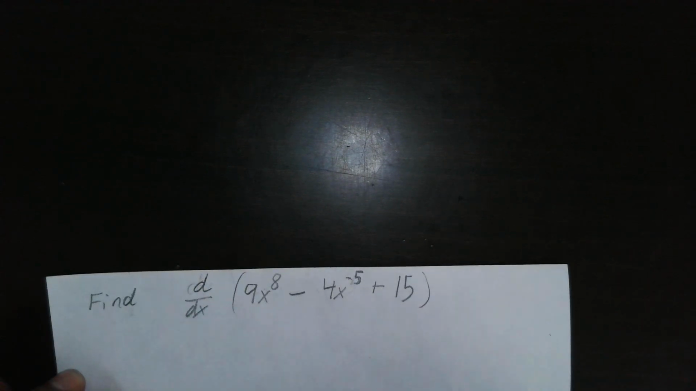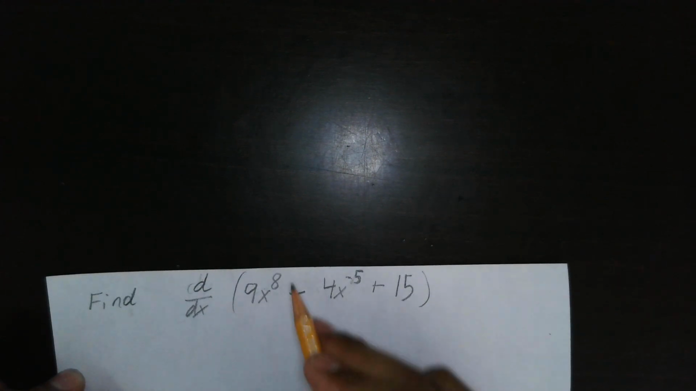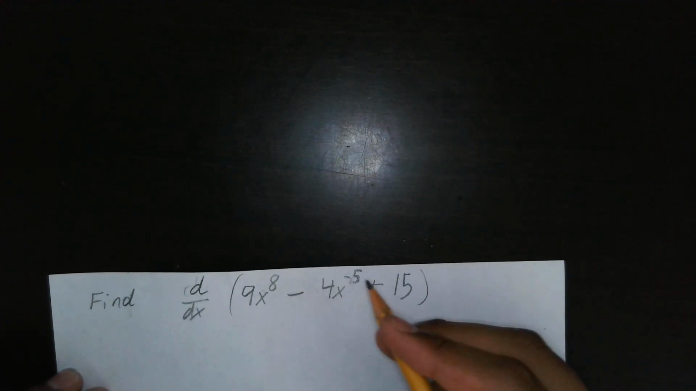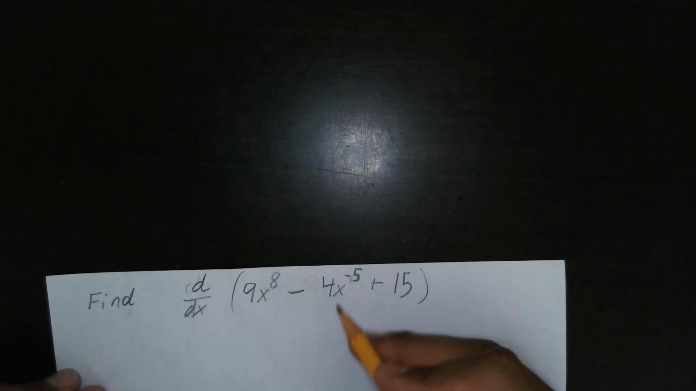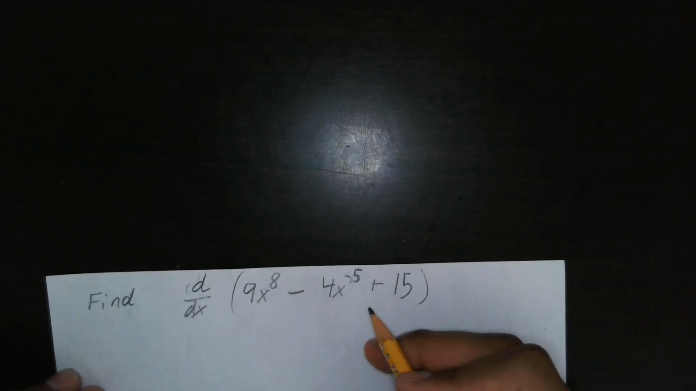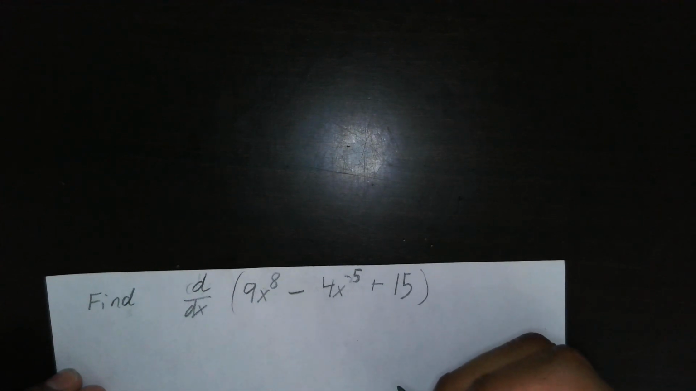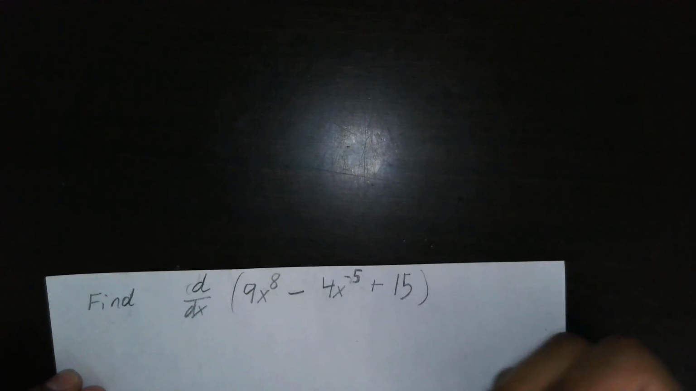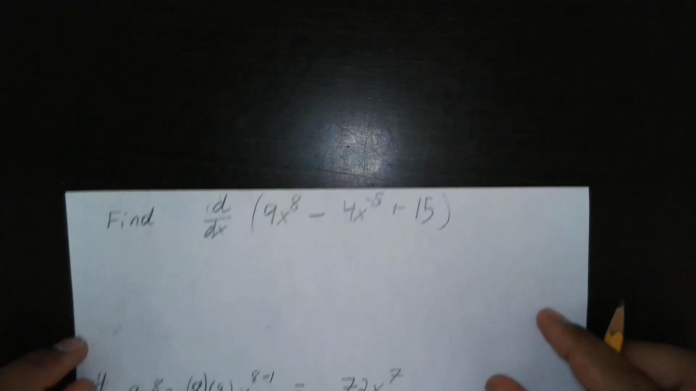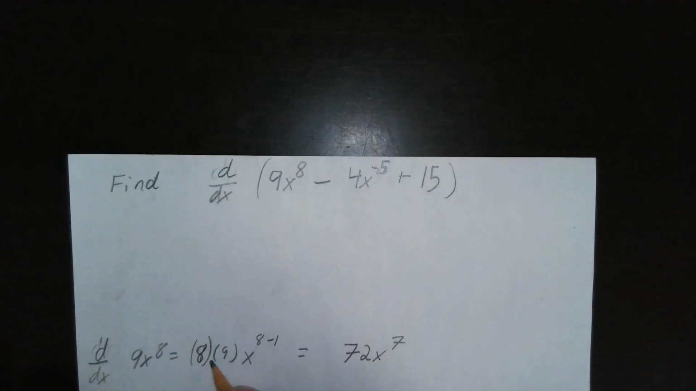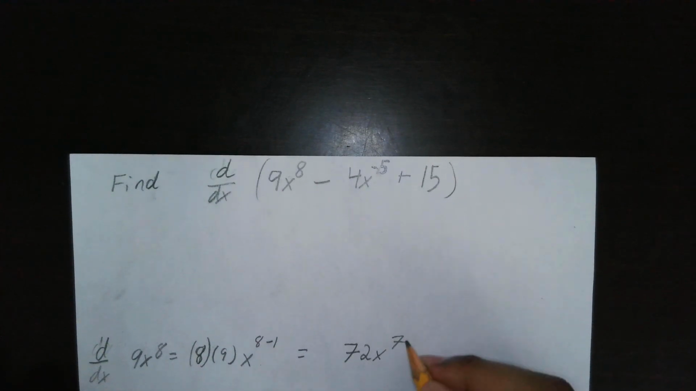Find the derivative with respect to x of 9x to the power of 8 minus 4x to the power of negative 5 plus 15. So for this problem, you're going to have to find the derivative of each term individually. Please pause the video and try it out on your own. Alright, so the derivative with respect to x of 9x to the power of 8 will be 8 times 9 times x to the power of 8 minus 1, that's 72 times x to the power of 7.